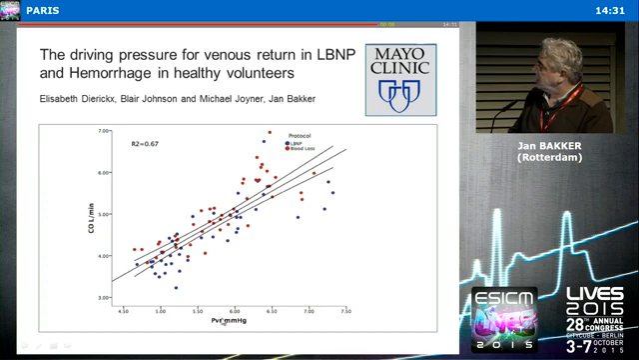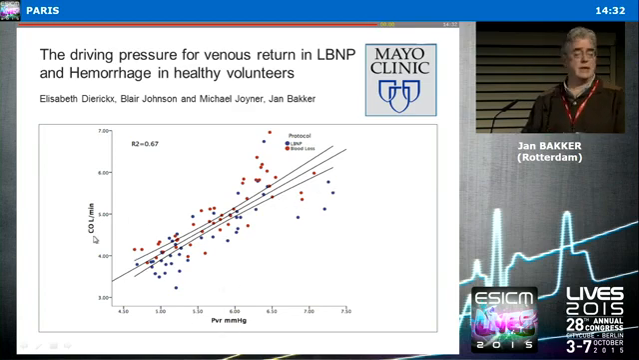When you then calculate the pressure for venous return in these healthy volunteers, and remember you're going that way, you're decreasing the pressure for venous return by either lower body negative pressure, the blue ones, or by blood loss, the red ones, and you see a perfect relationship between the pressure for venous return and the cardiac output, as it should be. There should be a relationship here.